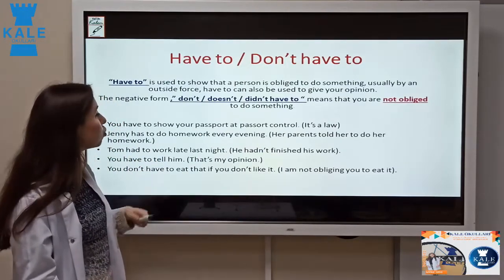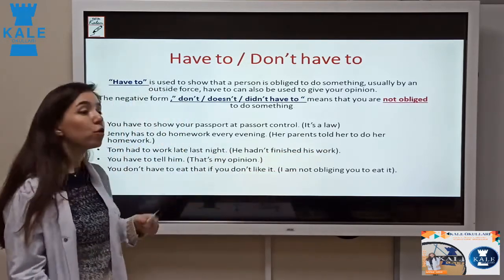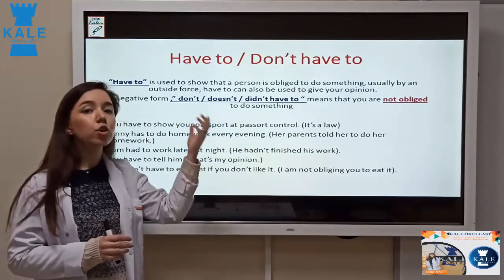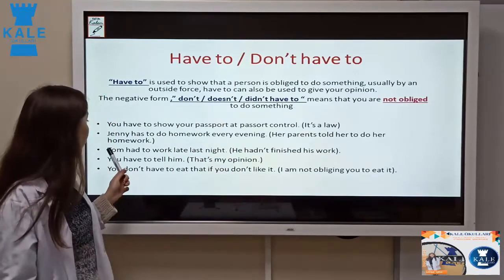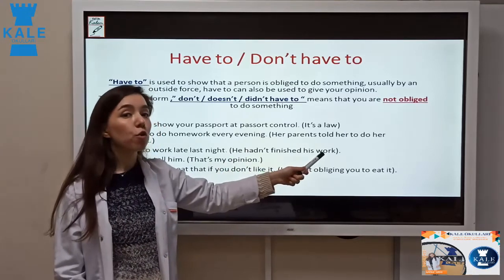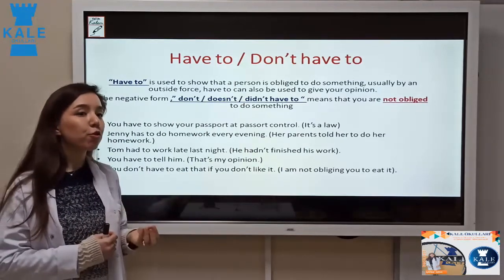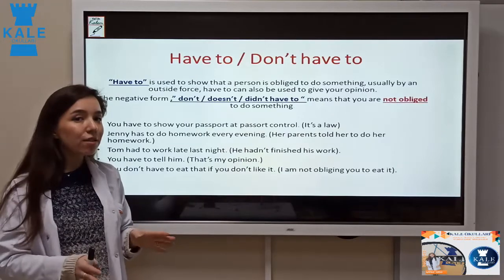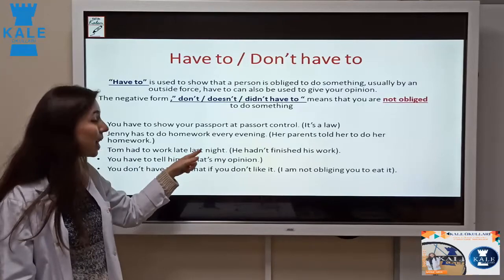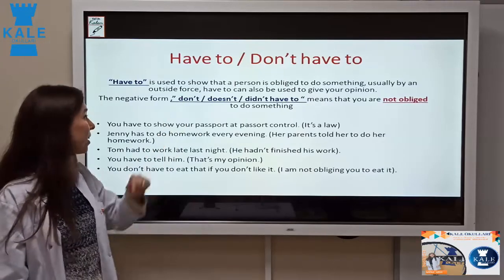Or Jenny has to do homework every morning. Why? Because her parents told her to do her homework. So Jenny has to do it, not should. Her parents all the time force her to do this, so she has to do it. And Tom had to work late last night. Because Tom hadn't finished his homework, so he had to work late last night. It's something by force. He has to finish something. He didn't finish it, so he had to work late. Why had to here? Because it's about last night, about past time, yes? Because of that, we need to write had instead of has.